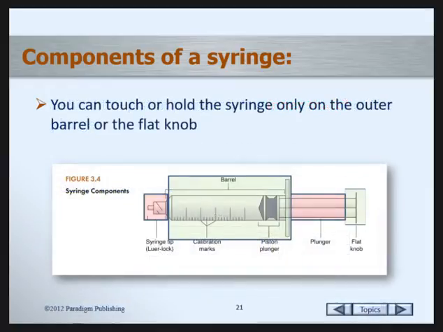So just a little bit of a review. The area that's highlighted in green are the areas that you can touch. The areas highlighted in red are the critical sites. The piston plunger is part of the plunger, therefore is a critical site, as well as the inside or the inner shaft of the barrel.